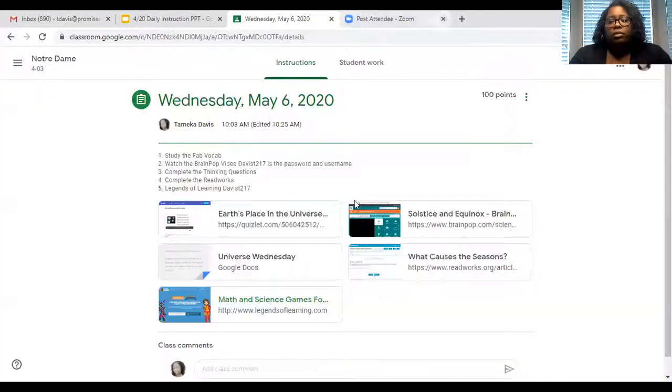All right, so let's do a real quick recap. You are going to study the Fab Vocab, Quizlet. Then you're going to watch the BrainPop video. The username and password are both Davis T217. After that, you're going to complete the thinking questions. After that, you're going to complete the ReadWorks. And then finally, the Legends of Learning. May the force be with you.